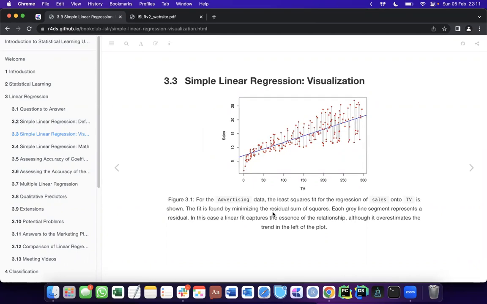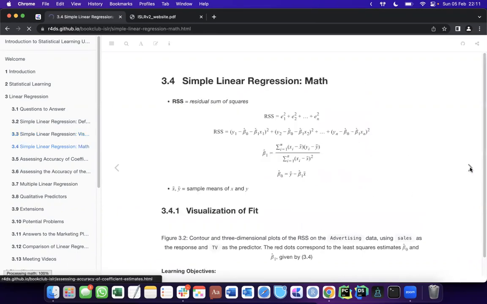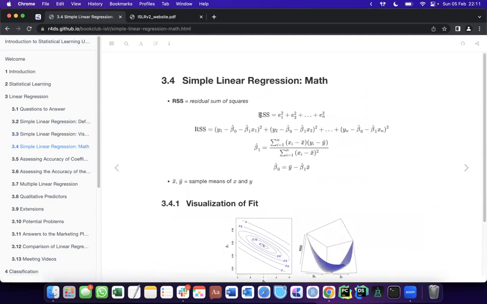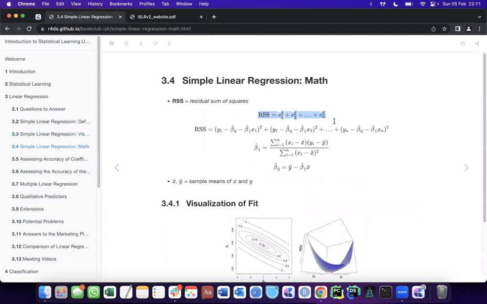So basically what this does, I think we have the formula over here. So if I can quickly get our, so our residual is our difference between our observed response value and the response value that is predicted by whichever linear model we are trying to fit to that data.